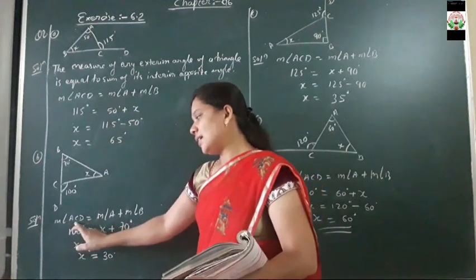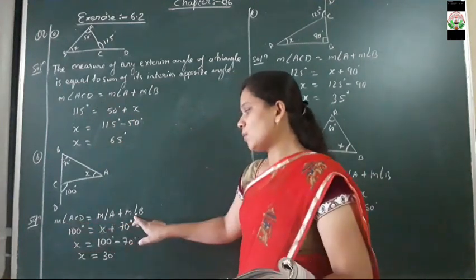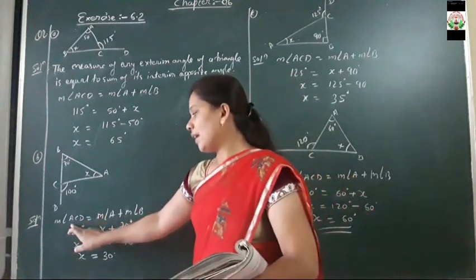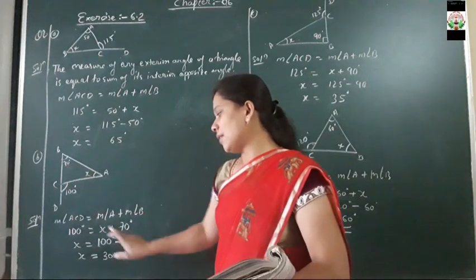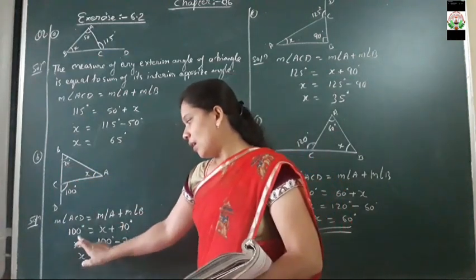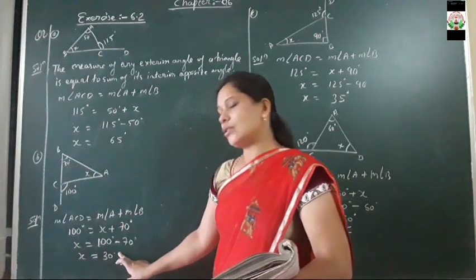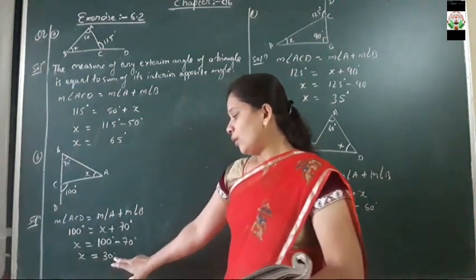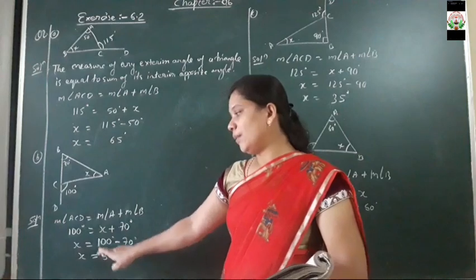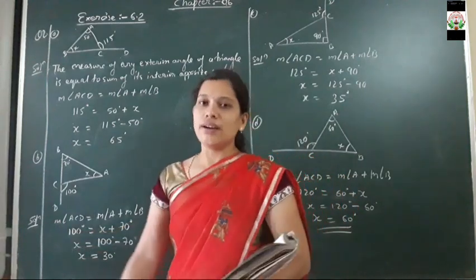Measure of angle ACB is equal to measure of angle A plus measure of angle B, where measure of angle ACB is 100, measure of angle A is x and measure of angle B is 70. So transposing, 100 minus 70 will be equal to 30, which is the answer for the interior angle x. In order to check, 70 plus 30 will be equal to the exterior angle, that is 100.